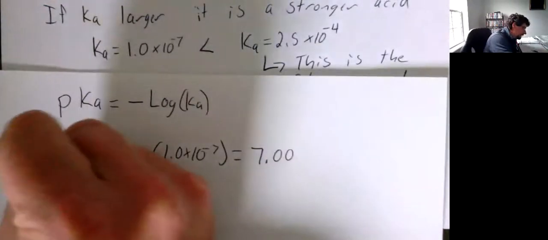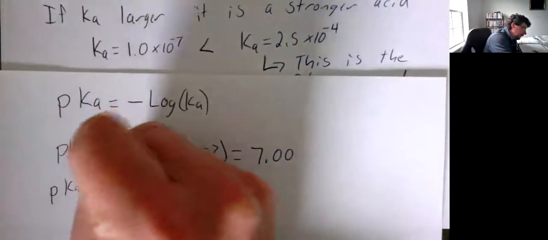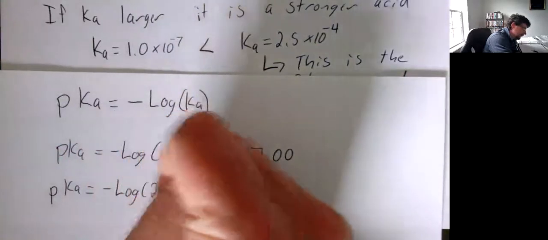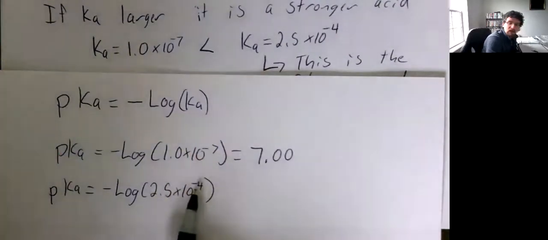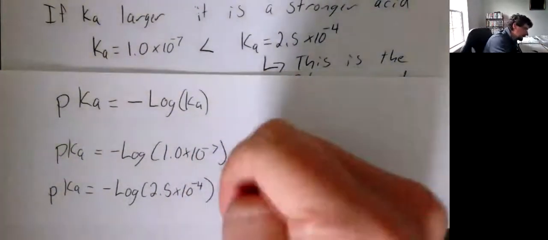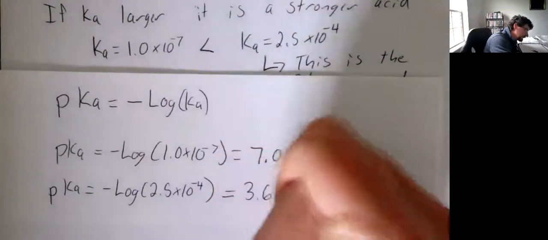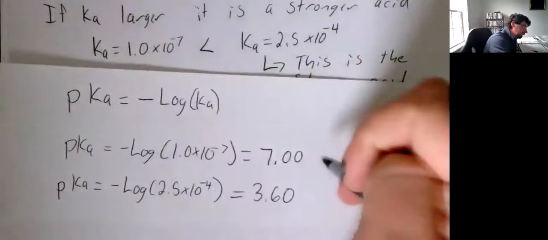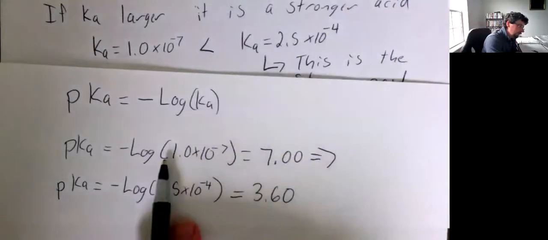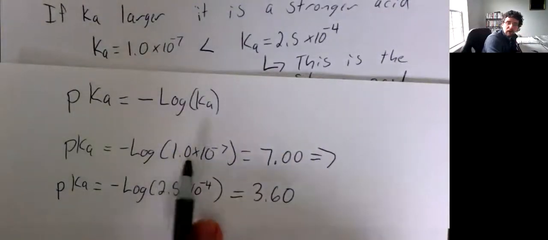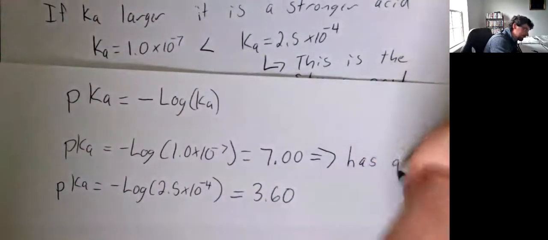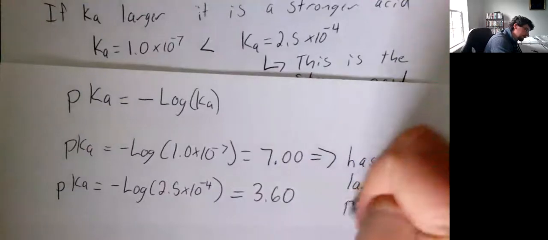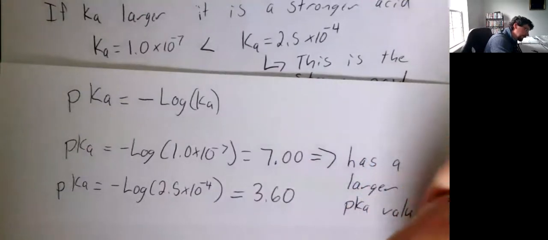So now if we look at the pKa of negative log 2.5 times 10 to the minus 4. Since this is a little bit larger than 1, it's going to result in a pKa value that's a little bit smaller. We get 3.60. So the species with a Ka of 1.0 times 10 to the minus 7 has a larger pKa value. So mathematically, we've proven a relationship.